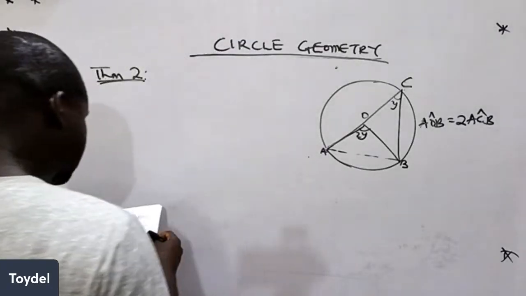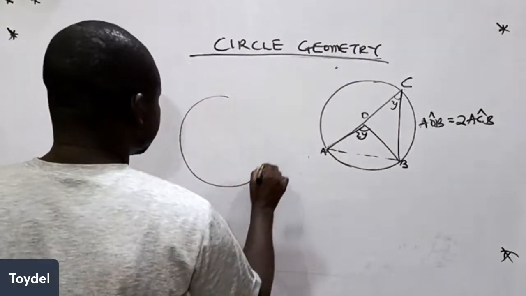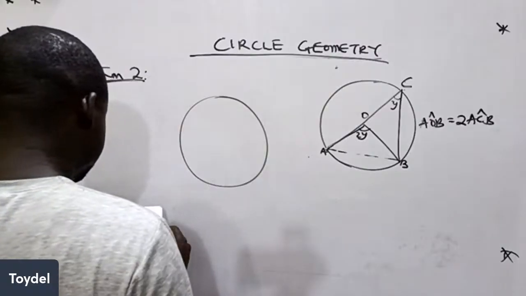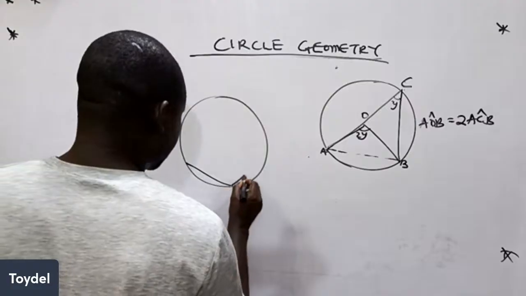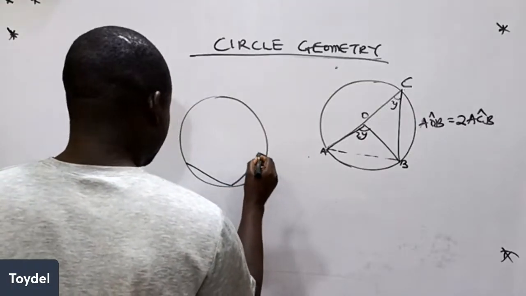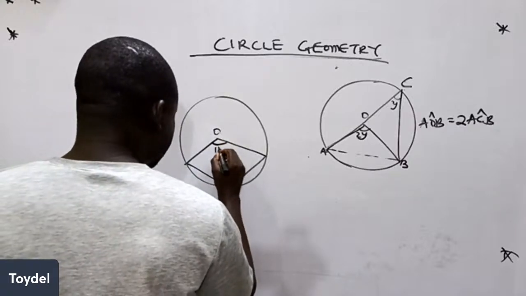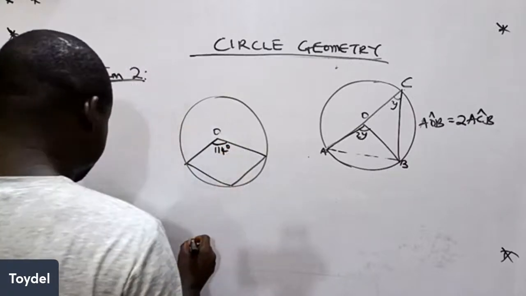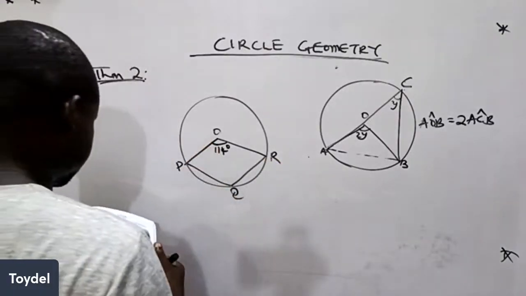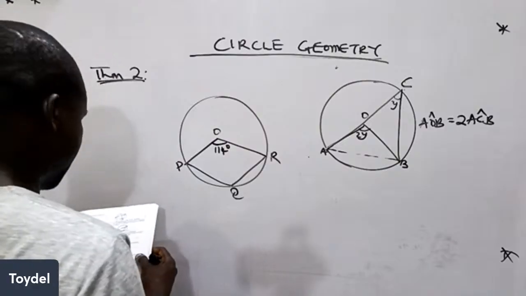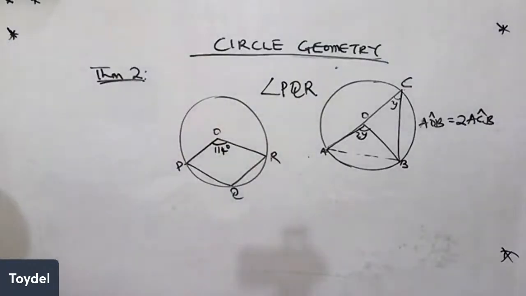So this question is question 43, 1989, objective. We have something of this nature. This is the center of the circle, and this angle is 114. This is P, this is Q, this is R. This is what we are given. We are asked to find angle PQR.